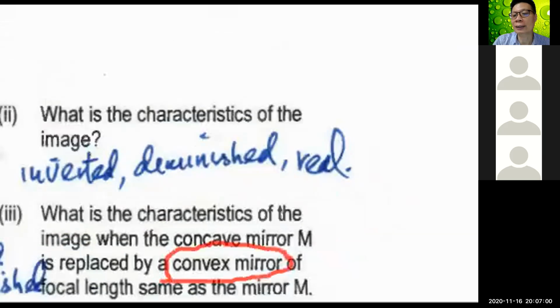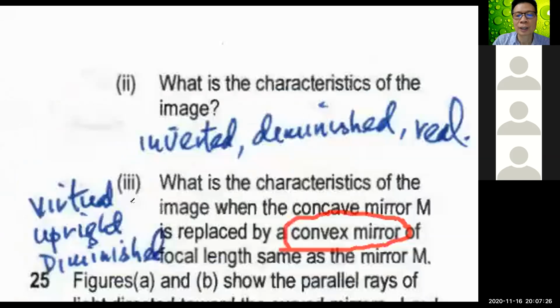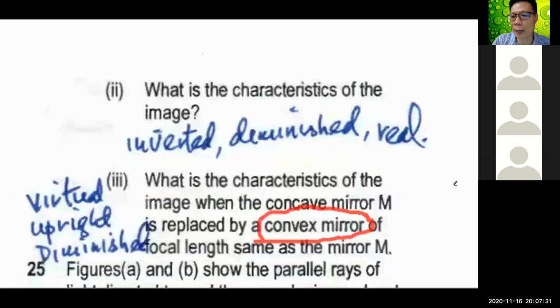Can someone answer? Okay, let me call Angel. Angel, can you come out, please? If convex, what is the answer? Virtual, upright, diminished. Yes, correct. Very good. Okay, thank you. So if convex, the answer is virtual, upright, diminished.